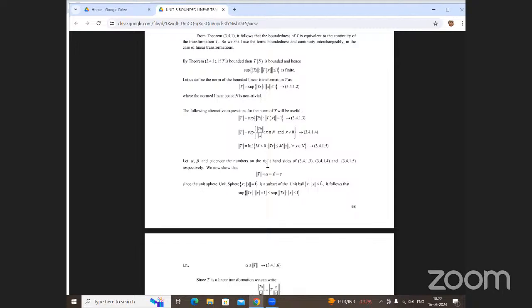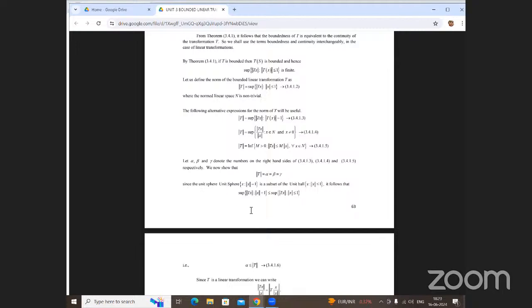Okay. Now, these are the three equations: third one, fourth one, fifth one. With respect to them, what is the norm T value? Alpha equal to beta equal to gamma. There are so many values, so we have to show that it is equivalent to alpha, beta, gamma.